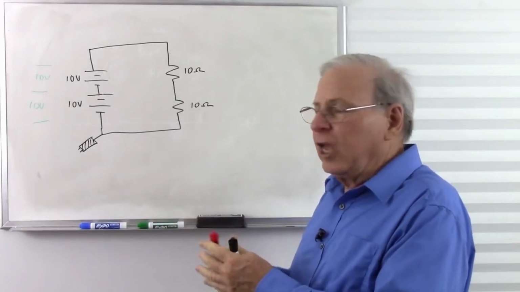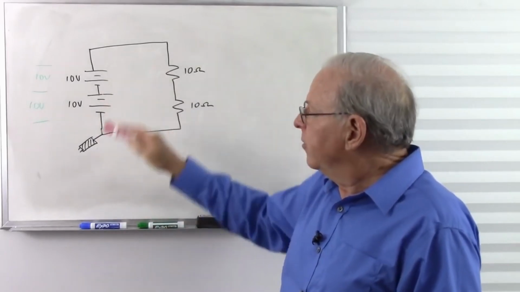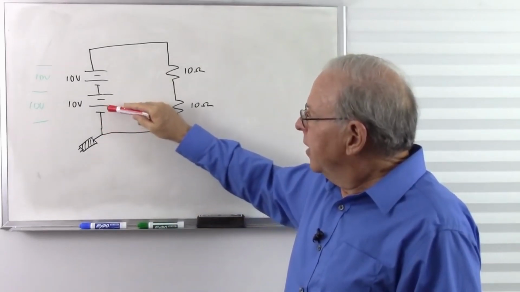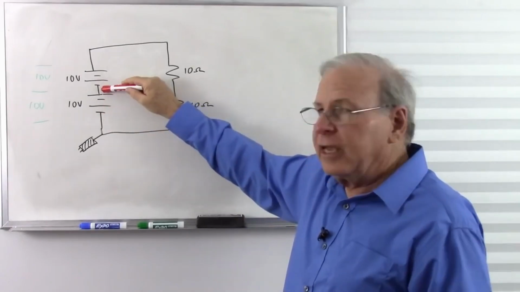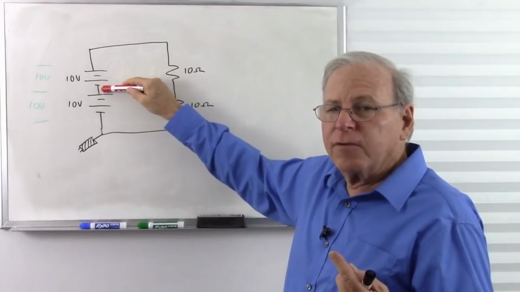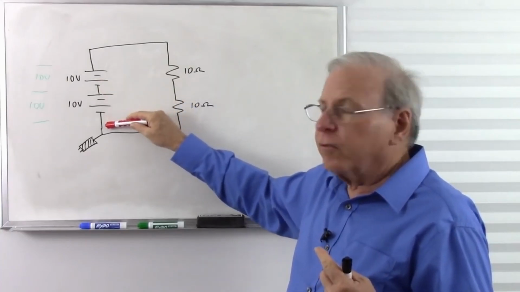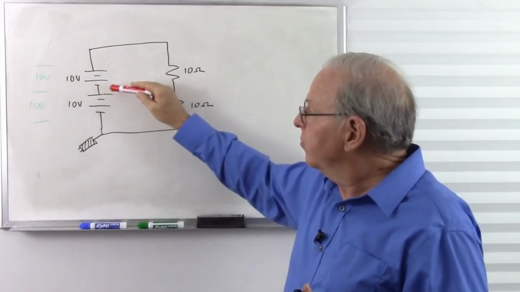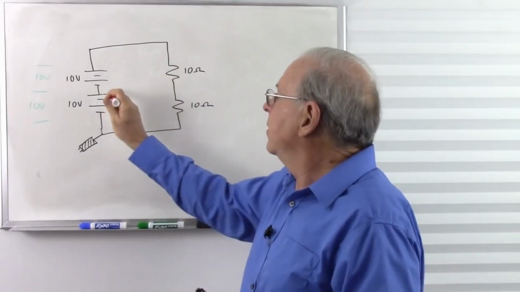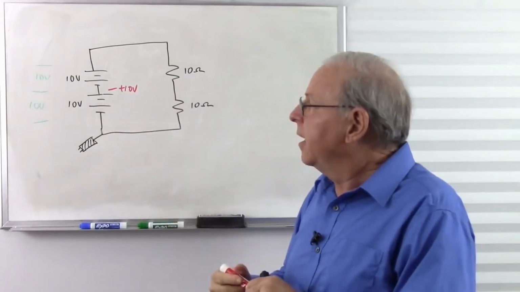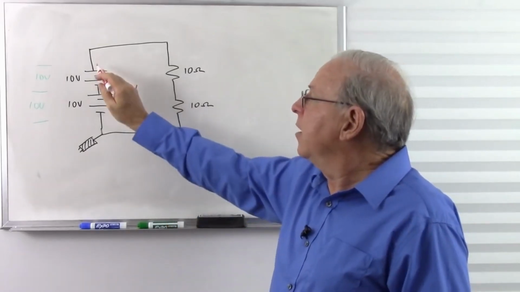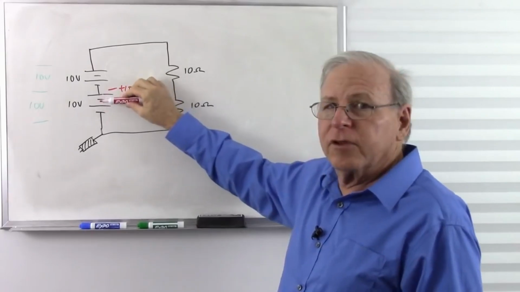So what am I going to see when I take my red lead and start looking at these voltages? So I have 10 volt difference, higher voltage, lower voltage. If I put my red lead here, my red lead is at the higher voltage, my black lead is at the lower voltage. The difference is 10 volts, so it reads positive 10 volts.